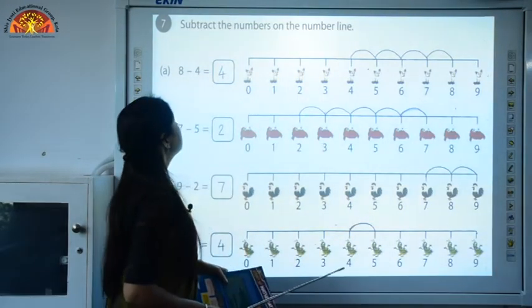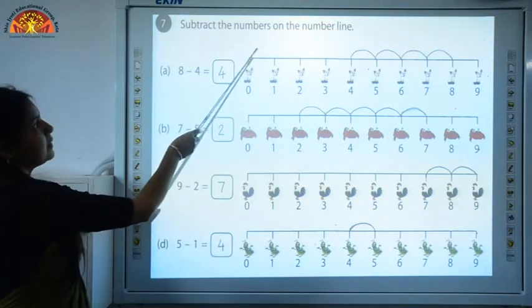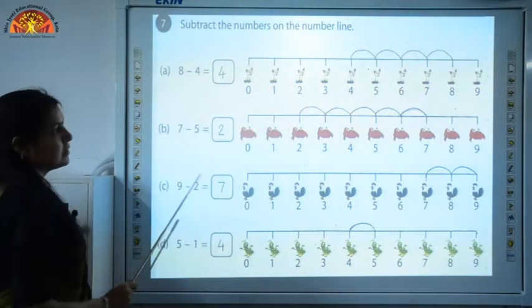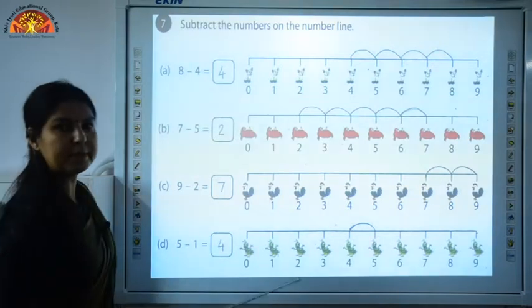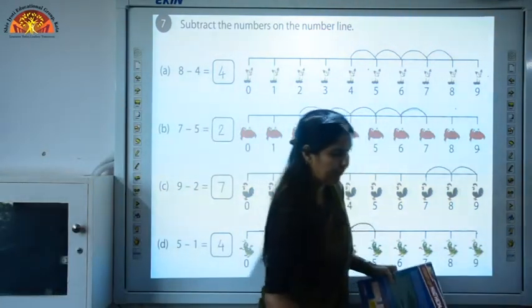Now we will see question number 7. Subtract the numbers on the number line. Children, here we will see how can we subtract the sum on the number line. So let's move on to that board.